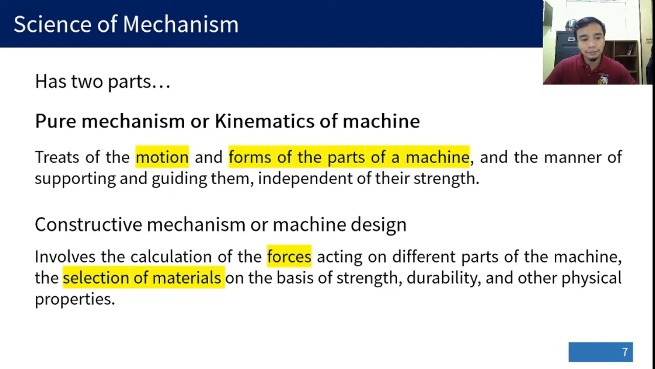Whereas machine design or constructive mechanism also involves motion, velocity, and the forces. In the subjects machine elements 1 and machine elements 2, the study of the forces involved is not part of our scope. Thus, in this subject we only go as far as velocity and acceleration, which is the prerequisite before we can study force and the selection of materials. The second part of the science of mechanism will be covered in your next subject, machine design. Okay?